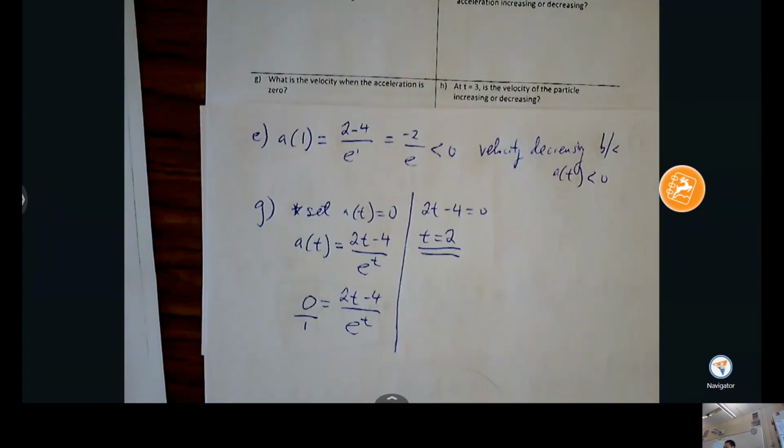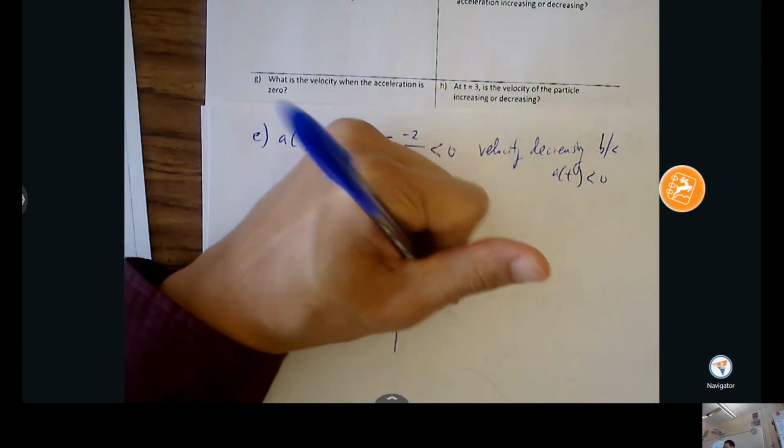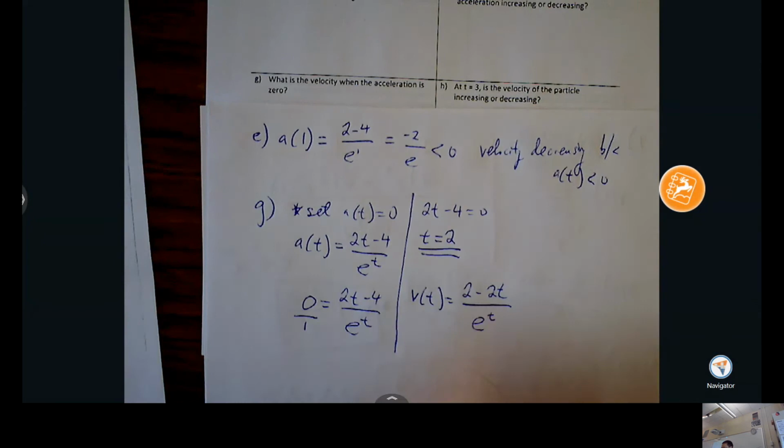Now we can finish the rest of it, right? What is the velocity? Yeah. Do we have the velocity equation? Yeah, it's 2 minus 2t. So how would you do that? -4 over e squared. Let's see. Here's my velocity function. Good. Yeah. So -2 over e squared. There we go.